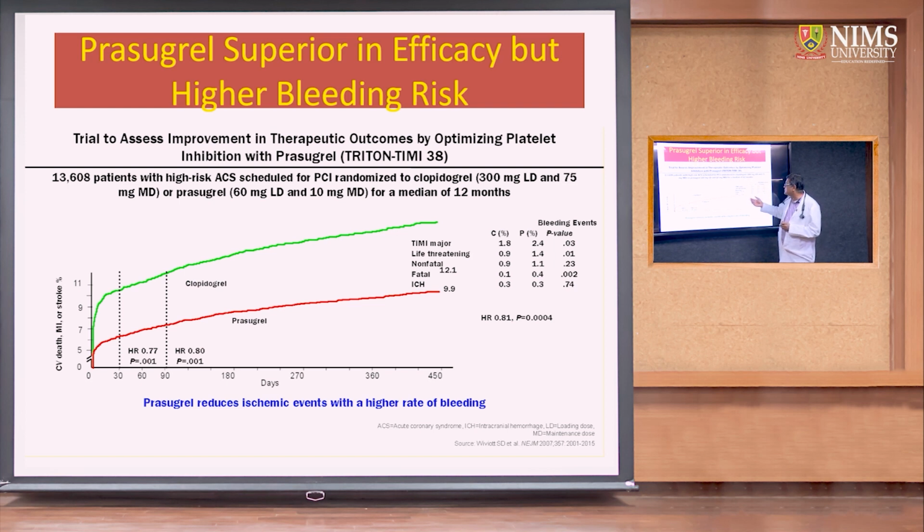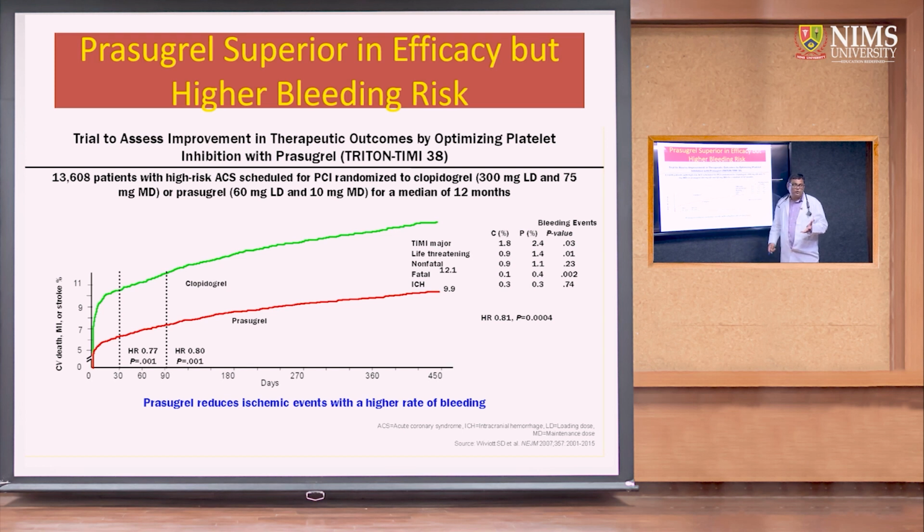So if the ischemic risk was, let us say, 12%, then it is only 6% ischemic risk. So it is a very potent antithrombotic agent. It highly reduces the ischemic risk. The only problem is it does it at the expense of higher bleeding risk.